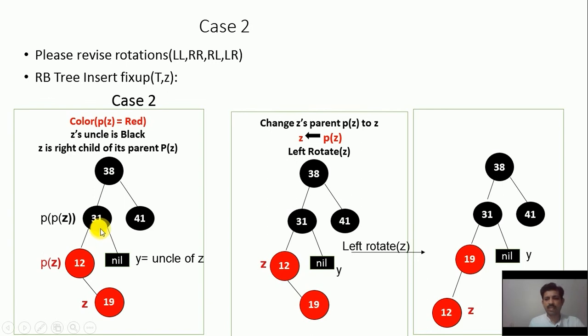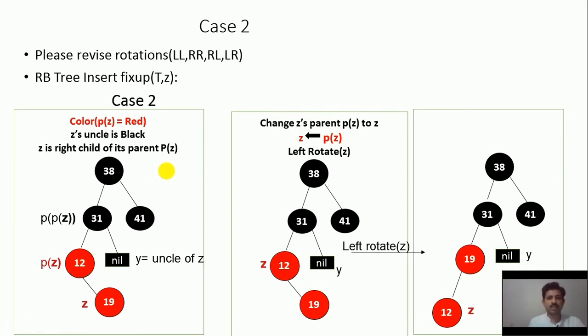In a red black tree, property number 4 says that if any node is missing its left child or right child, then we assume that there is a nil child present. So the uncle of G node is black here, the color of P of G is red, and the third thing we are checking is that G is the right child of its parent P of G. You can see that 19 is the right child of its parent 12. So this is case 2, where the tree is unbalanced and we have to fix this problem.